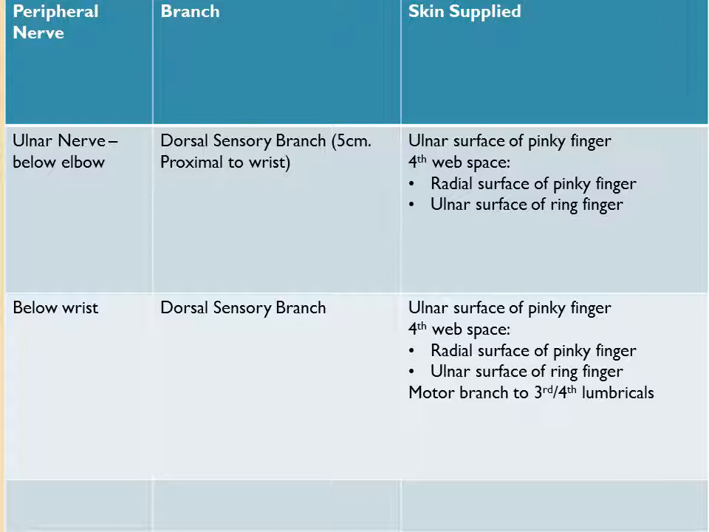Also below the wrist is sent off a secondary dorsal sensory branch, and this also serves the radial surface of the pinky finger, the ulnar surface of the ring finger, and then it also has a sub-motor branch that provides motor function to the 3rd and 4th lumbrical muscles.